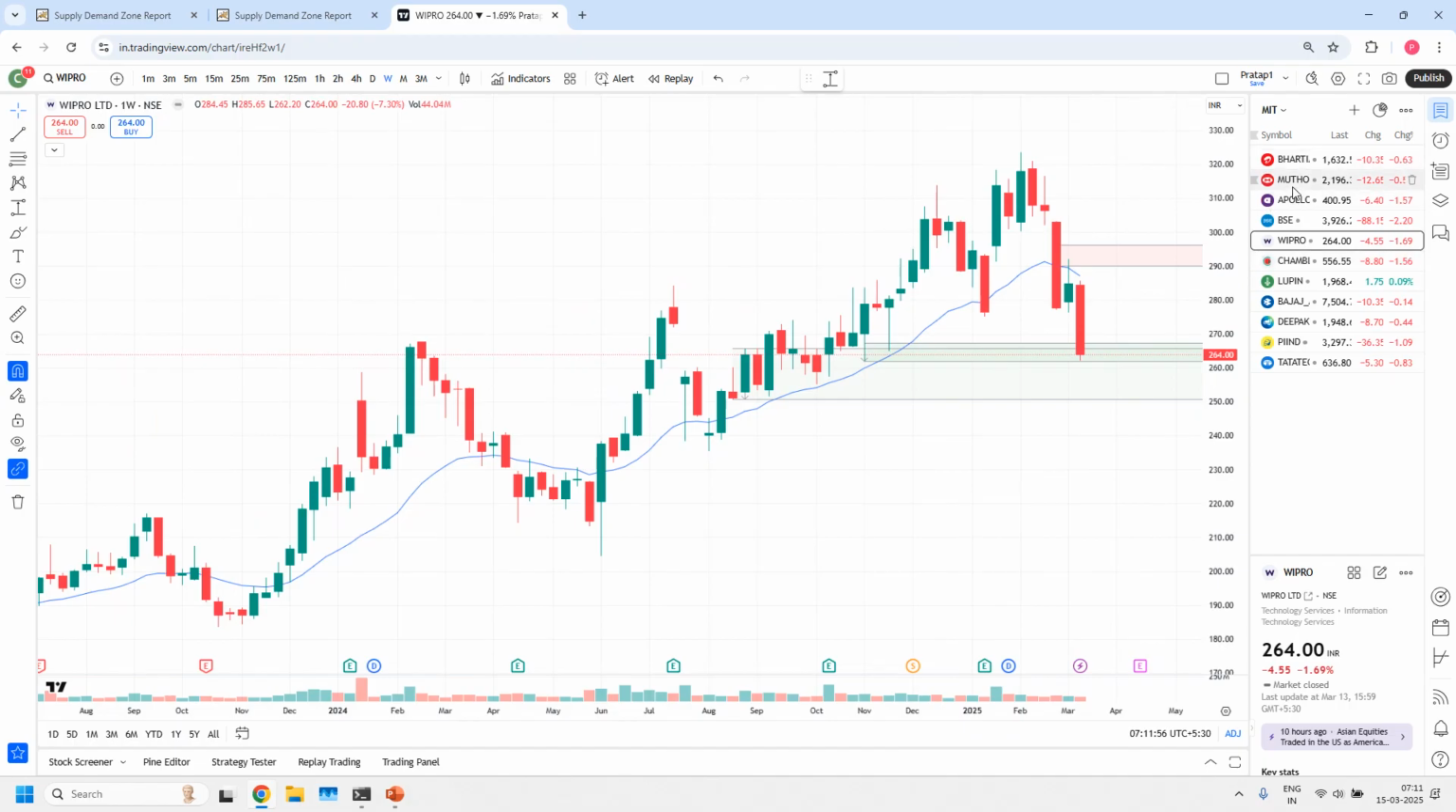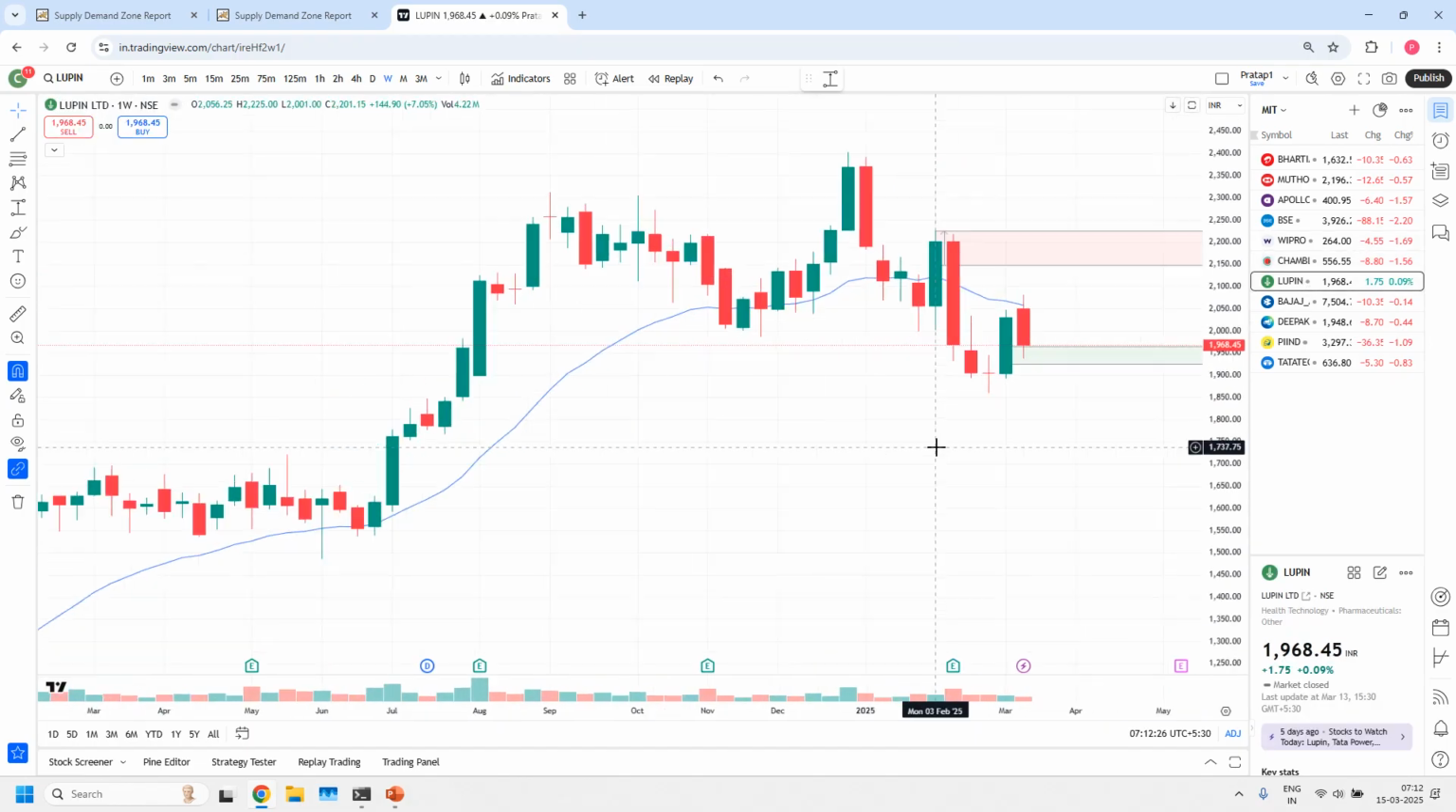See, Bharti Airtel and Muthoot, they have daily and weekly zone confluence and also weekly EMA confluence. Apollo Tyres we have daily, weekly and monthly zone confluence, but it is not having monthly EMA confluence. That's why we kept it in the third place. And the remaining BSE and Wipro, both these stocks are having daily and weekly demand zone confluence, but they don't have any EMA confluence. And the last one is Lupin.